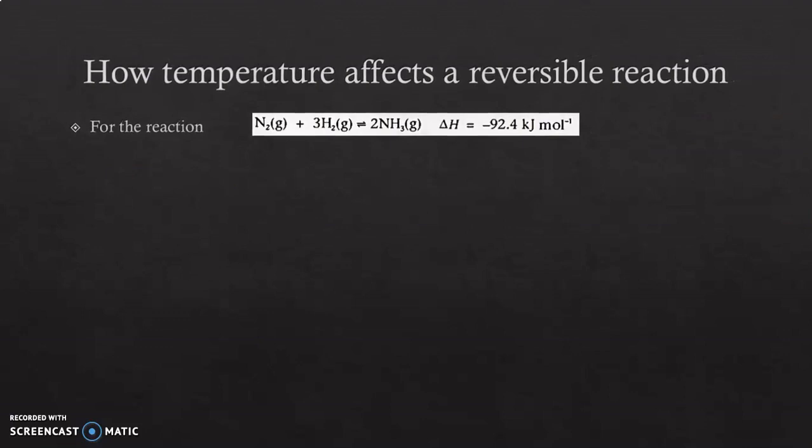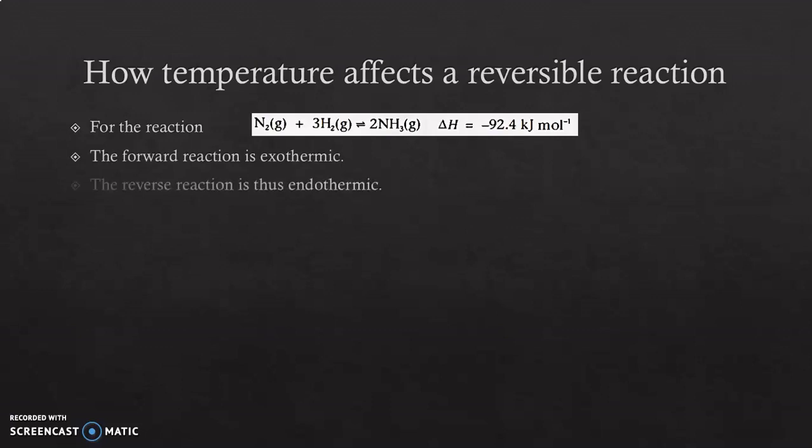Now, how does temperature affect a reversible reaction? We can consider that reaction there whereby nitrogen and hydrogen are reacting to form ammonia. If you look at the enthalpy change of that reaction, you find that it has a negative sign. So we can conclude that the forward reaction is exothermic. And if the forward reaction is exothermic, it means that the reverse reaction is endothermic.